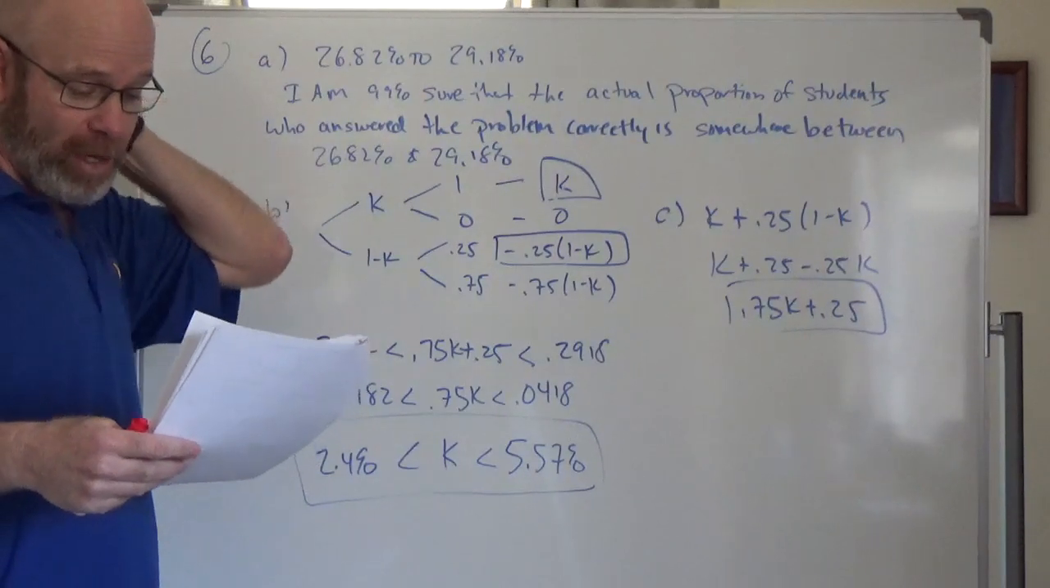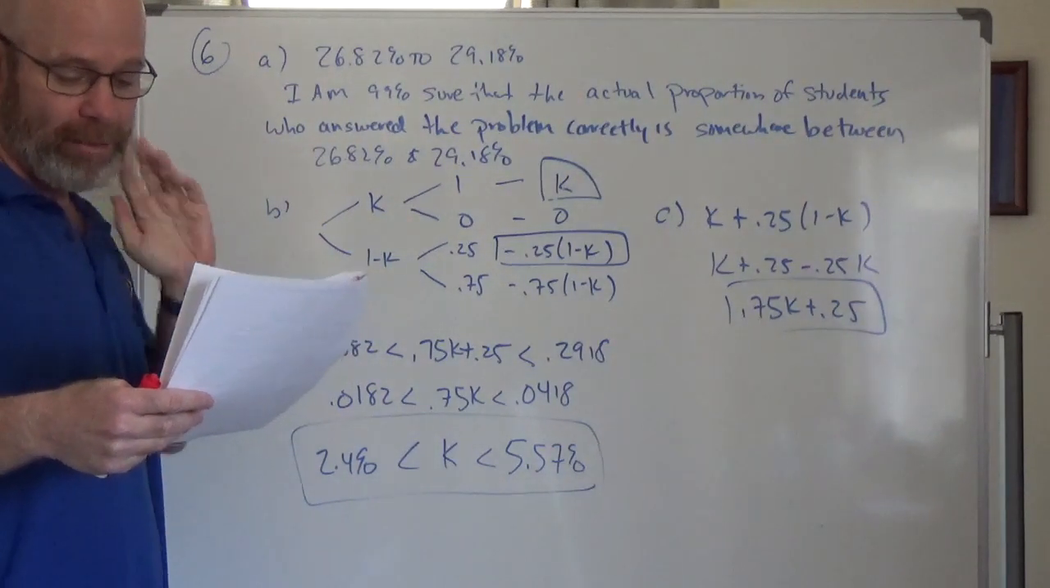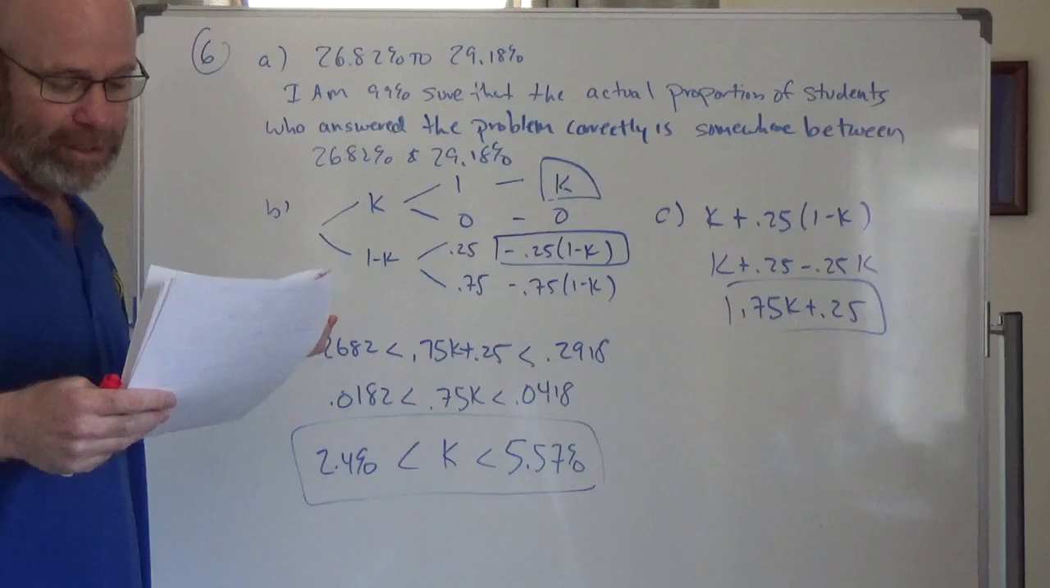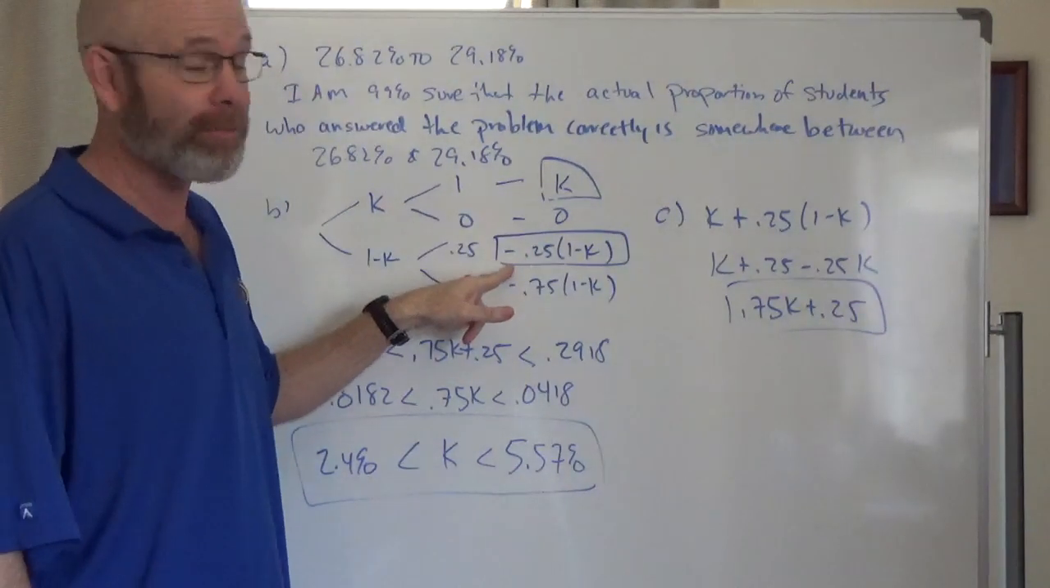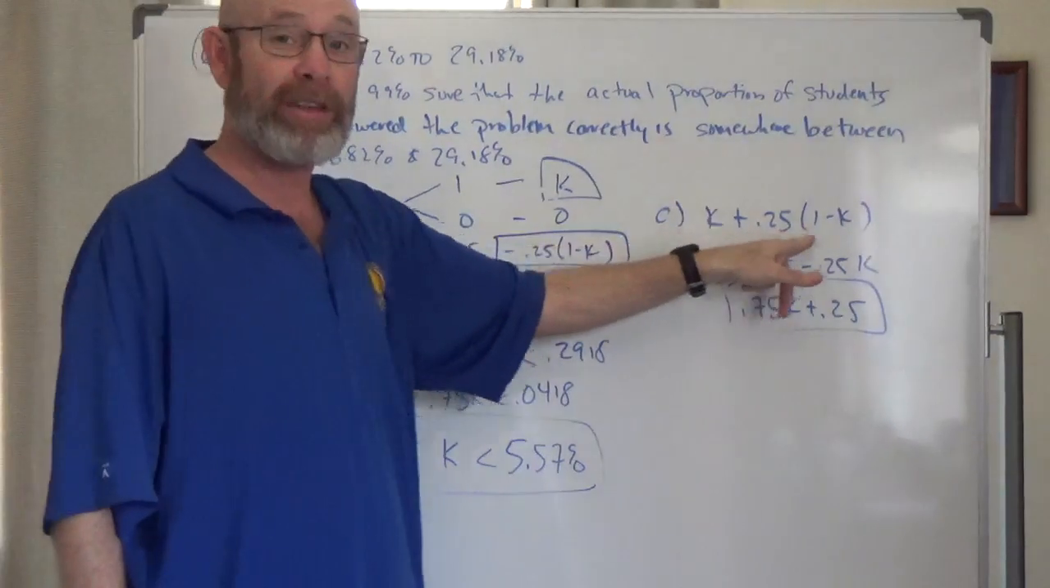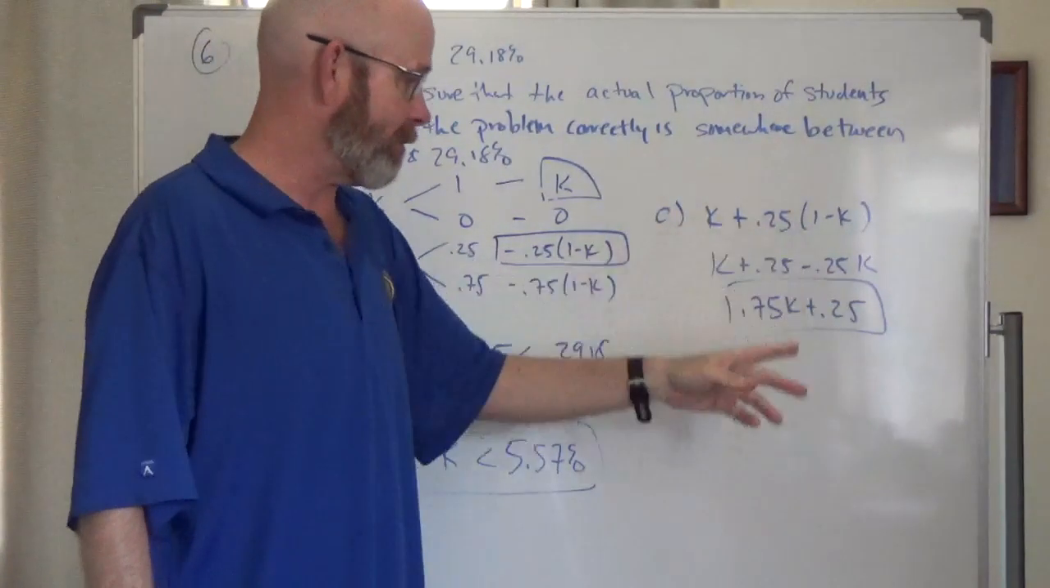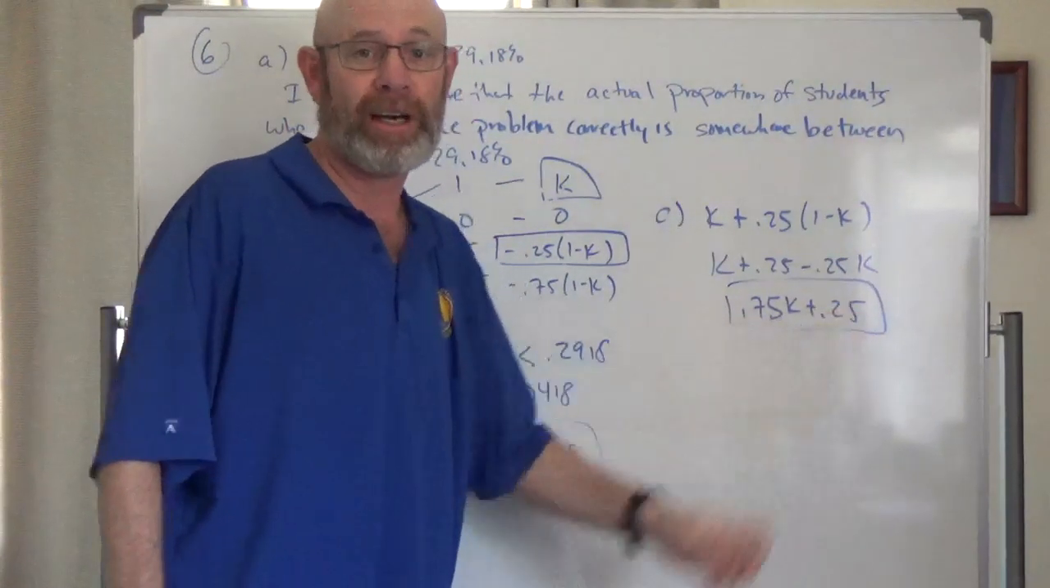The actual question was, based on the diagram, what's the probability, in terms of K, that someone gets the answer right? So it's this plus this. So K plus 0.25 times 1 minus K. And you simplify, you get 0.75K plus 0.25.